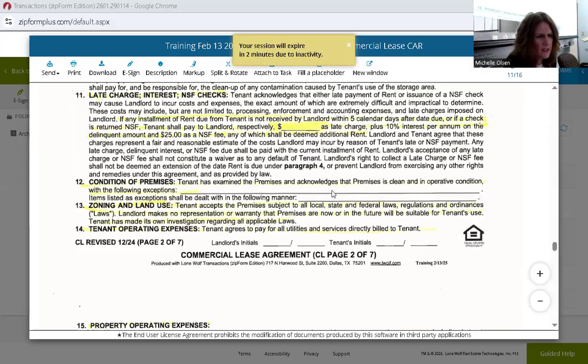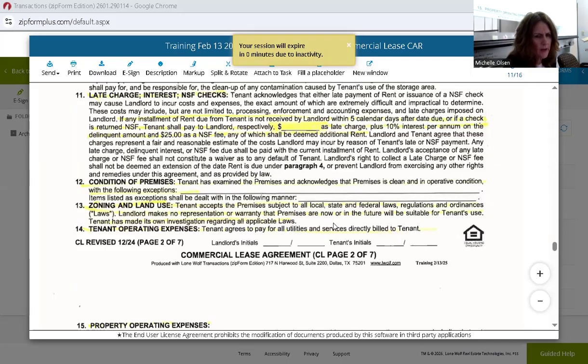The condition of the premises, this is just saying that the tenant has examined the premises and acknowledges that it's in clean and operable condition with the following exceptions. If there were any exceptions, you would put it here. Zoning and land use, the tenant is subject to all local and state and federal laws, and the tenant accepts the premises.